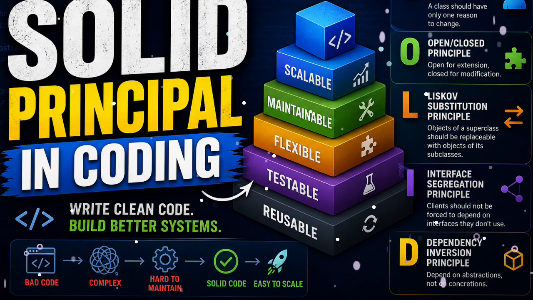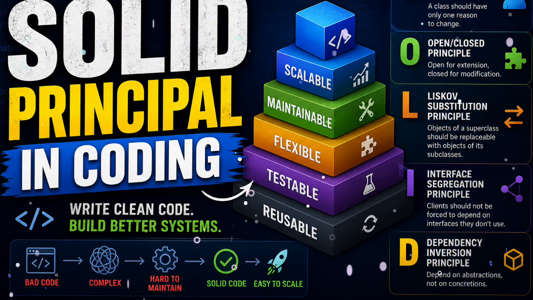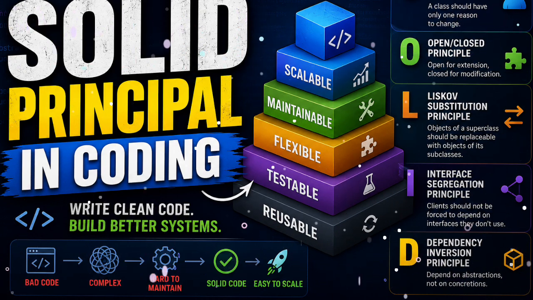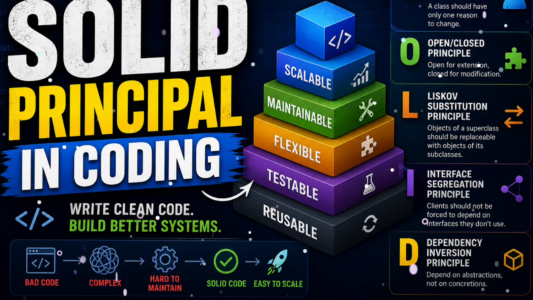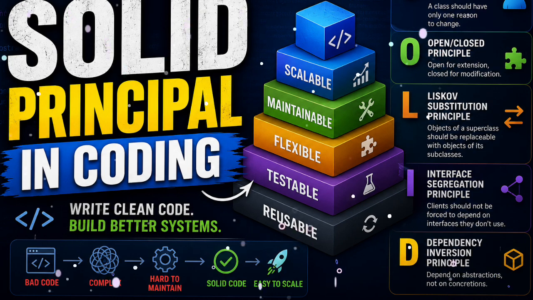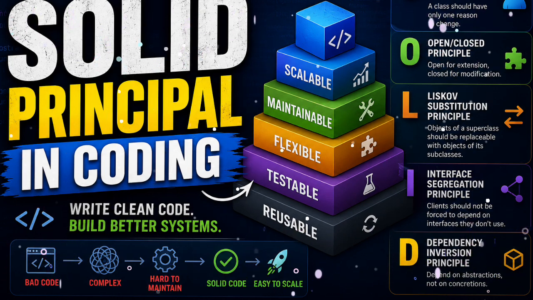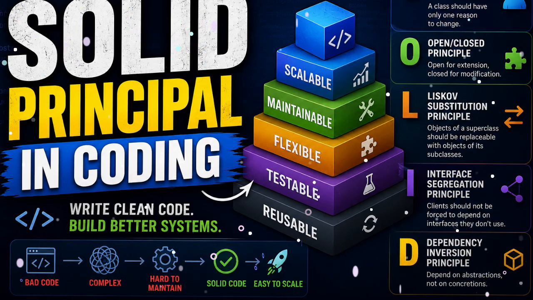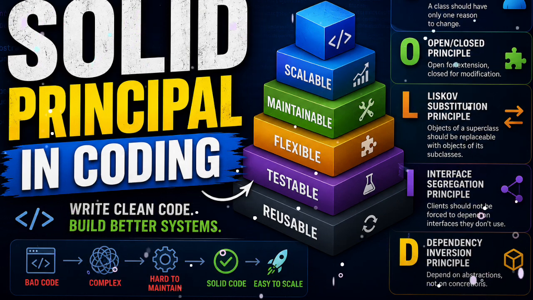The single responsibility principle says a class should have only one reason to change. In simple words, one class should do only one job. Let's understand with an example. Imagine you are creating a machine learning application. You create one class called machine learning model. Inside this class you write, load the data, clean the data, train the model, save the model, send email notifications, generate reports. At first this looks simple. Everything is available in one place.